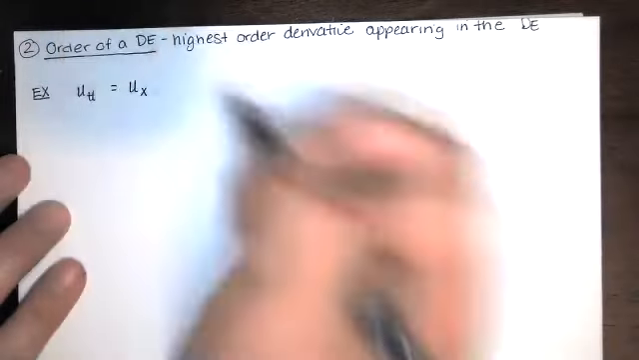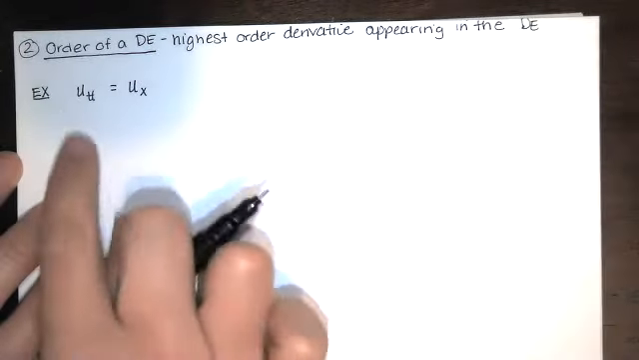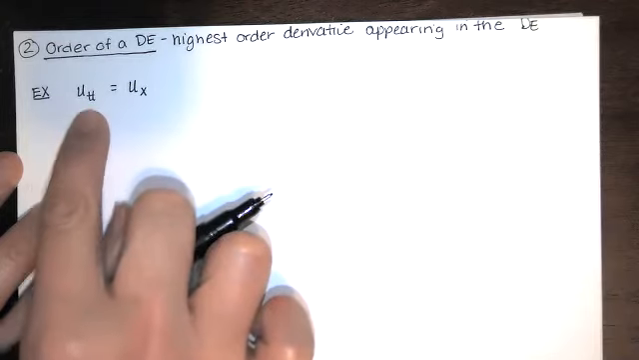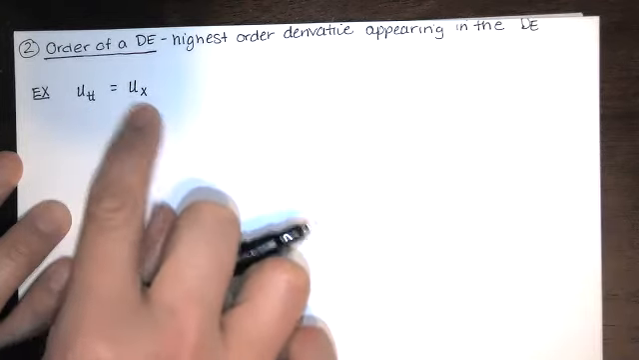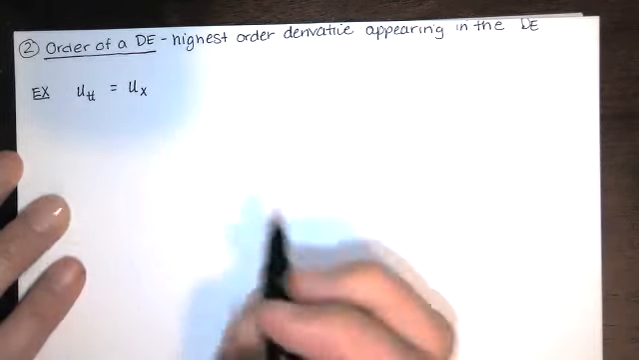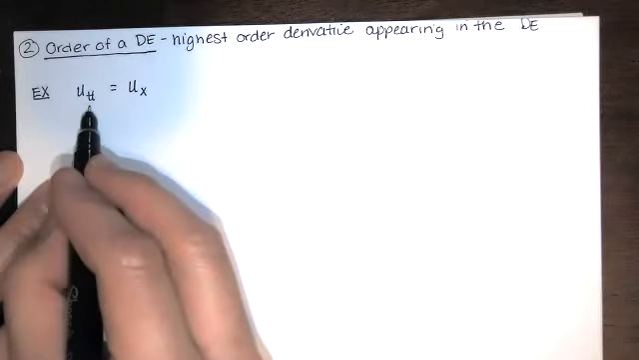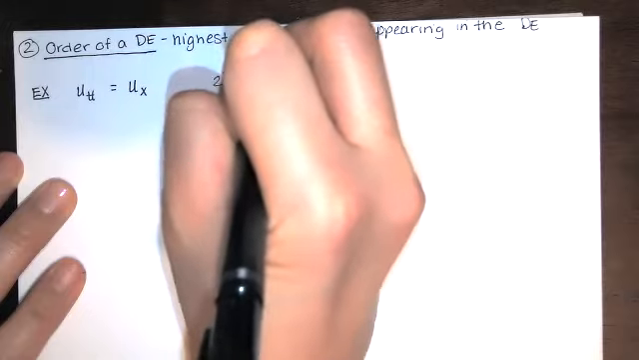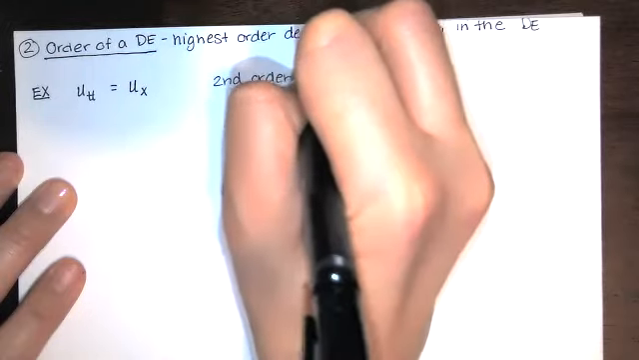So let's say we've got this. That's the second partial of u with respect to t equals the partial of u with respect to x. So that's a second order derivative, that's a first order derivative. So this is a second order partial differential equation.